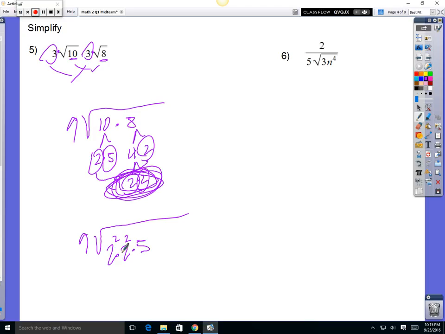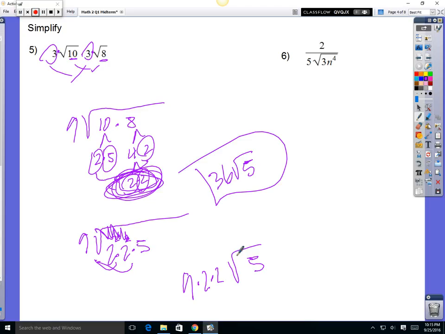Okay, so this square root is going to kill this square, so 2 comes out. This square root kills that square, 2 comes out. So on the outside you got 9 times 2 times 2. And on the inside you've got 5. And 9 times 2 times 2 is 36 square roots of 5. That's a lot of square roots of 5. You got 36 of them.